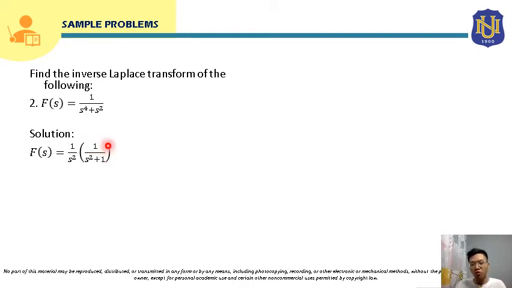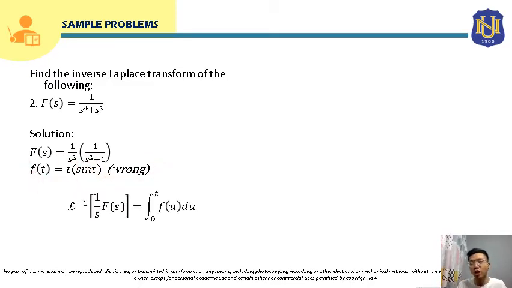If you're thinking of solving the inverse Laplace transform of this by just solving the inverse Laplace transform of 1 over s squared and then multiplying it by the inverse Laplace transform of 1 over s squared plus 1, this is wrong. So we are going to apply the inverse Laplace transform of an integral for this. We can rewrite the given as 1 over s times 1 over s times 1 over s squared plus 1. So we are going to apply this.